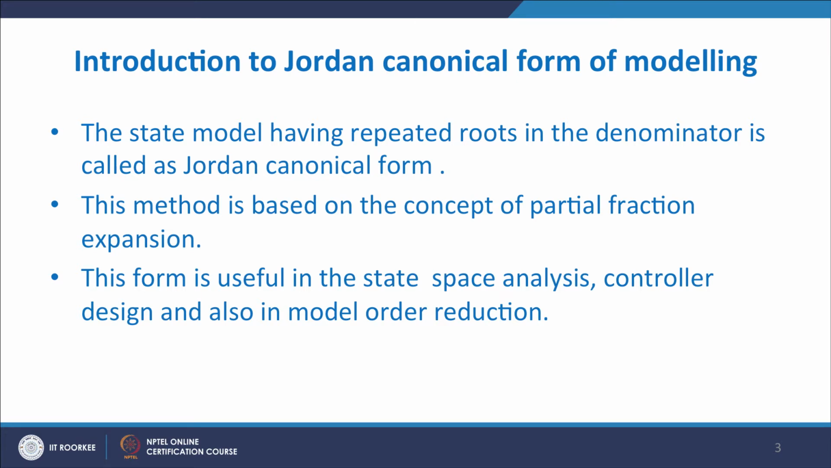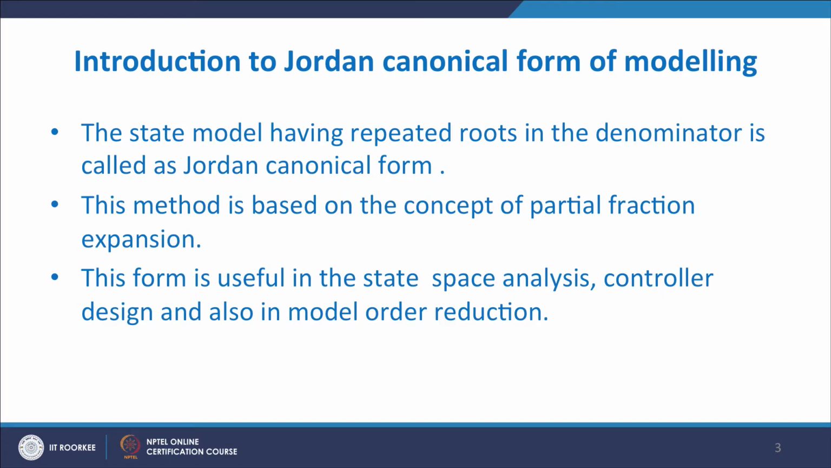Last time we have studied diagonal canonical form. Diagonal canonical form means that eigenvalues are distinct, they are not repeated. Here we are considering the case where eigenvalues are repeated. So that type of model is called Jordan canonical form.